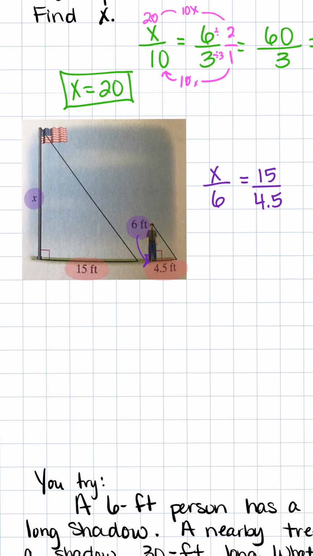So I personally prefer the cross method. So I go 6 times 15 equals 90. And then I divide that by 4.5. And that equals 20. So x equals 20 feet. That flagpole is 20 feet tall. Okay.